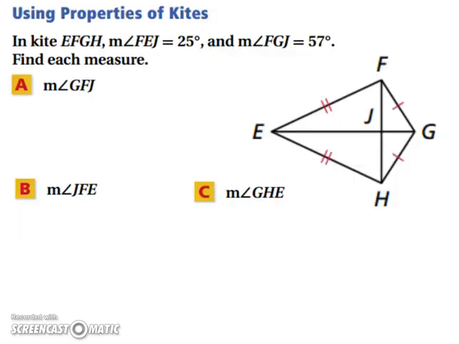Using properties of kites. In kite EFGH, the measure of angle FEJ is 25 degrees. The measure of angle FGH is 57 degrees. Take a moment, use the given information here to try to figure out what the measure of angle GFJ is, the measure of angle JFE is, and what the measure of angle GHE is.